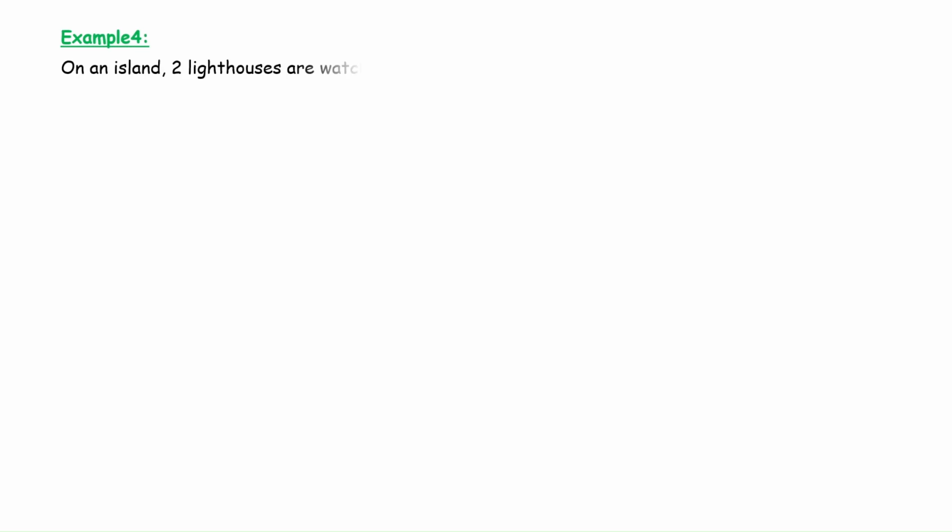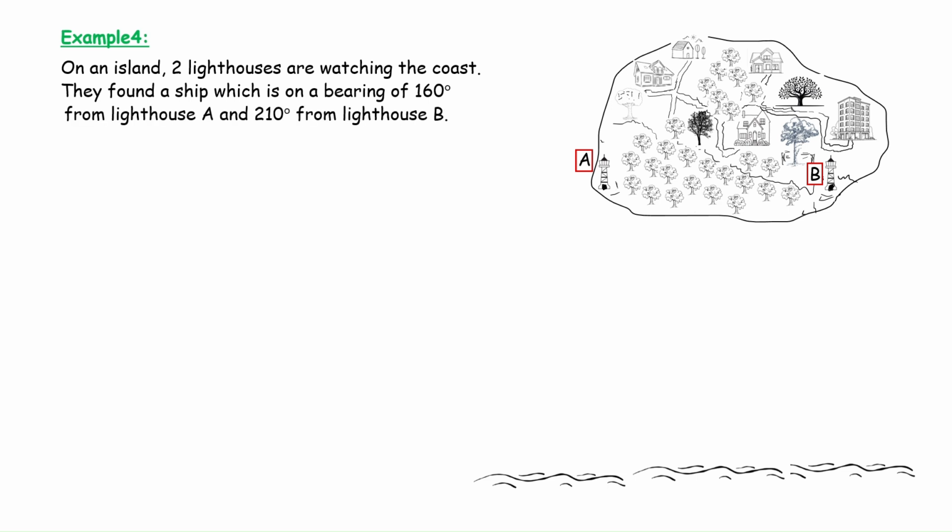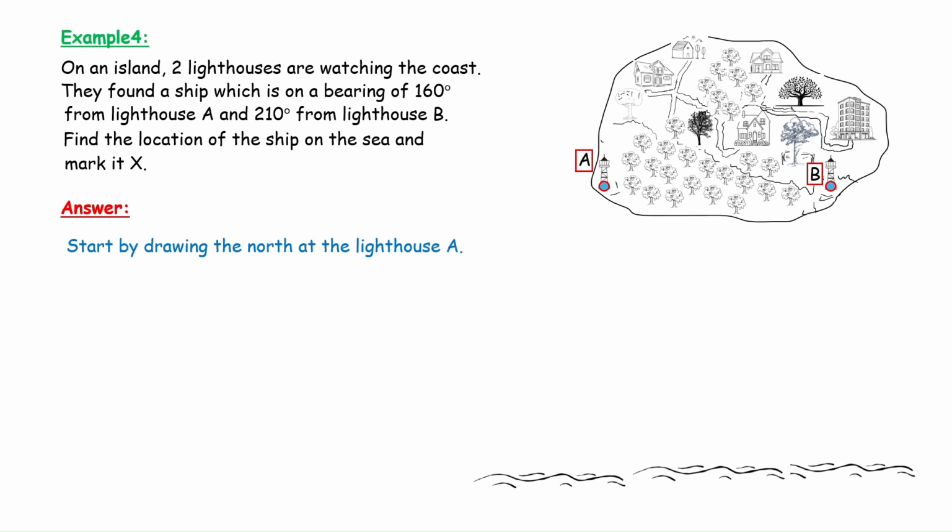Now, example 4, which is very important. On an island, 2 lighthouses are watching the coast. They found a ship which is on a bearing of 160 degrees from lighthouse A and 210 degrees from lighthouse B. Find the location of the ship and mark it X. As we can see, on the island we have 2 lighthouses, A and B. We will consider the bases of the lighthouses as the starting points.